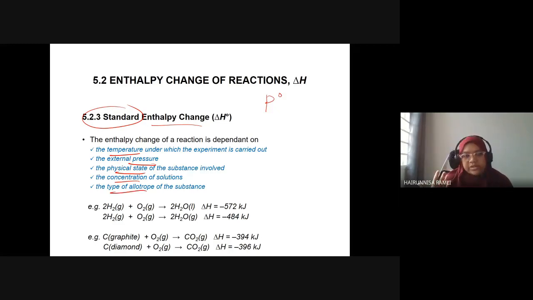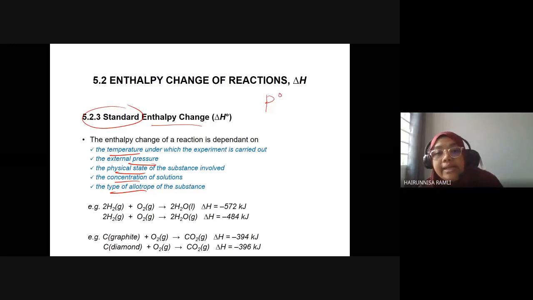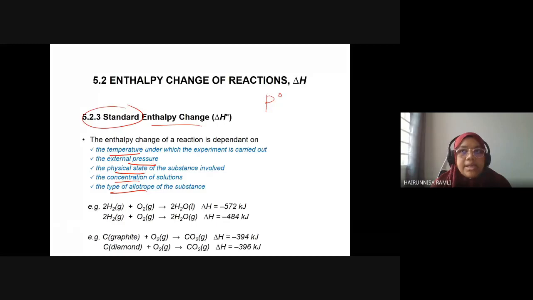Memang you ubah temperature, of course heat, entropy akan berubah kan. Heat kan. Pressure pun sama. Okay. Because standard, basically we are doing here, our pressure here is 1 atm. Kalau you tiba-tiba buat kat bulan ke apa, dia dah lain lah pressure dia kan. So, next is physical state.